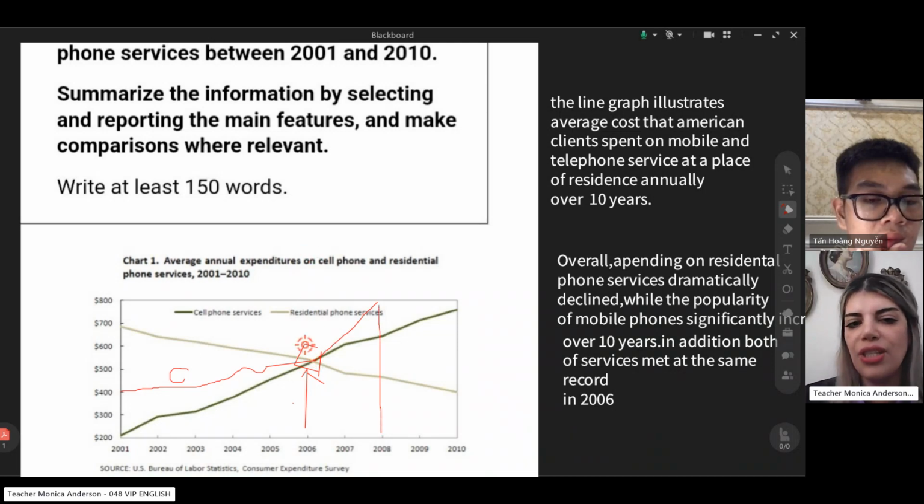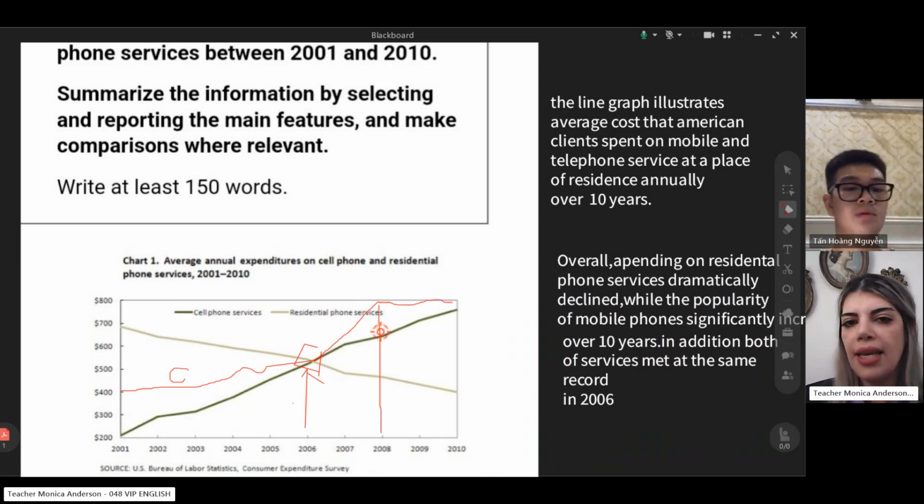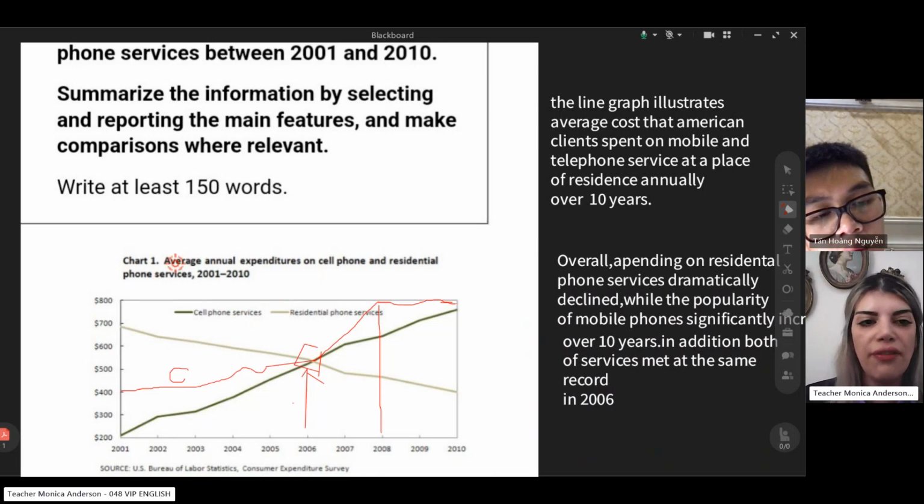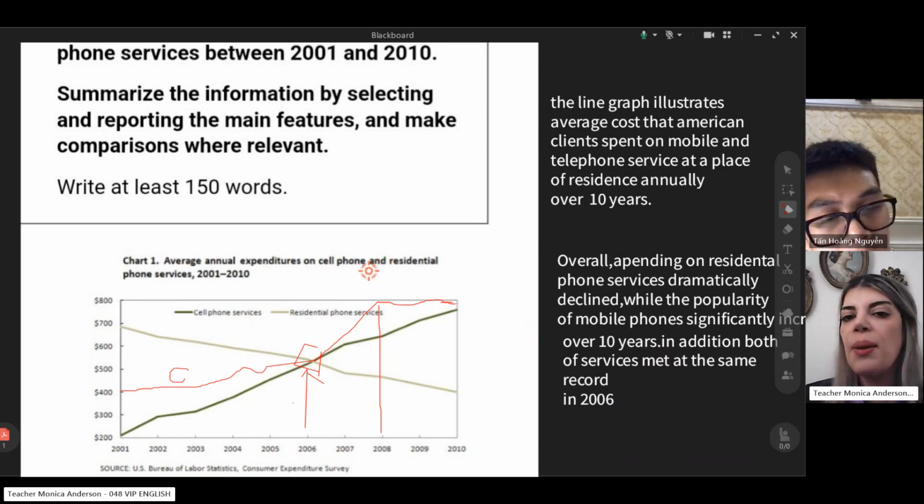If I consider 2008, in 2 years, and after that, of course, something like this. You can say that finally, C and, of course, cell phone services met at the same record in 2010, and they had the most significant increase, just this.